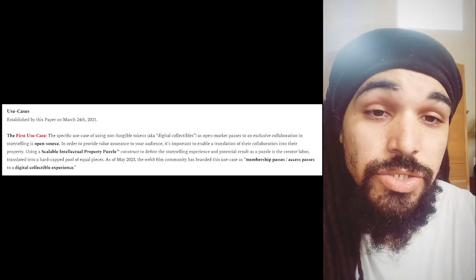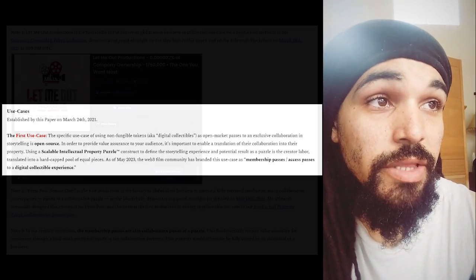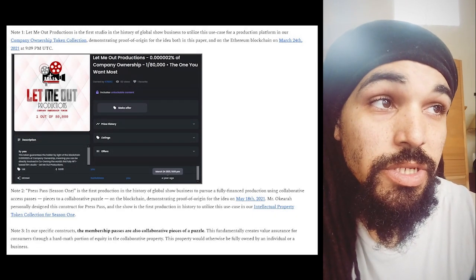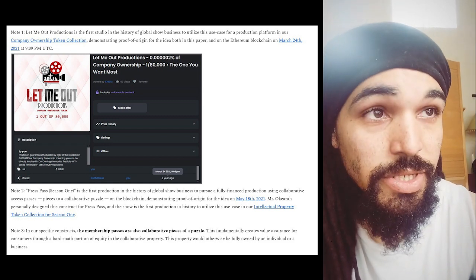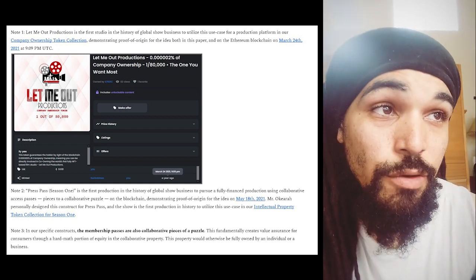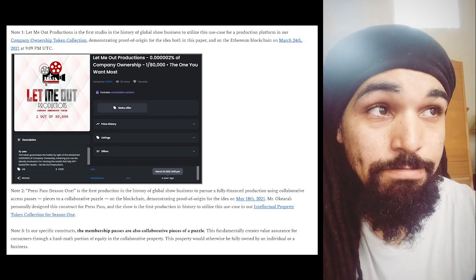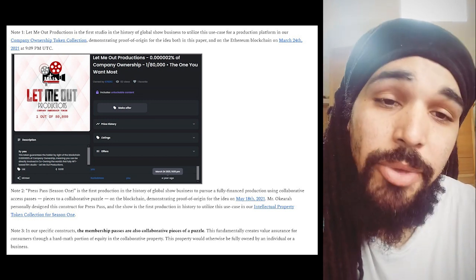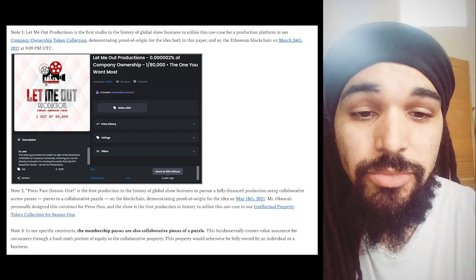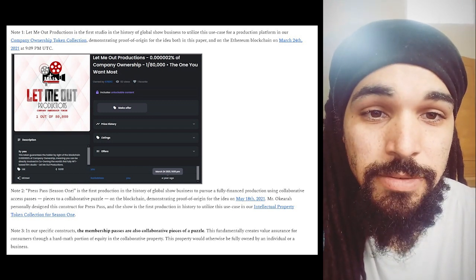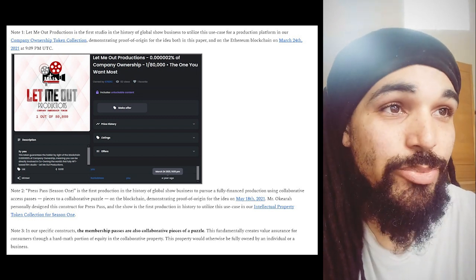Using a scalable intellectual property puzzle construct to define the storytelling experience and the potential result as a puzzle is the creator labor translated into a hard-capped pool of equal pieces. Now, the Web3 film community has branded this use case as membership passes or access passes to a digital collectible experience. That was a form of counter-marketing. My published resource, and this micro documentary will explain that.